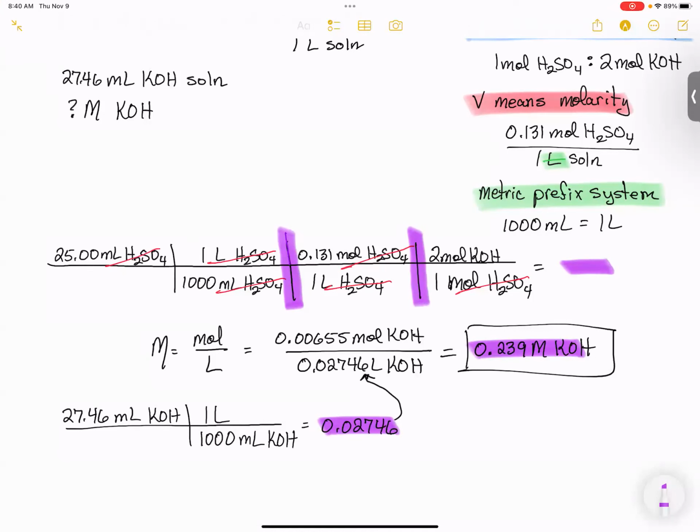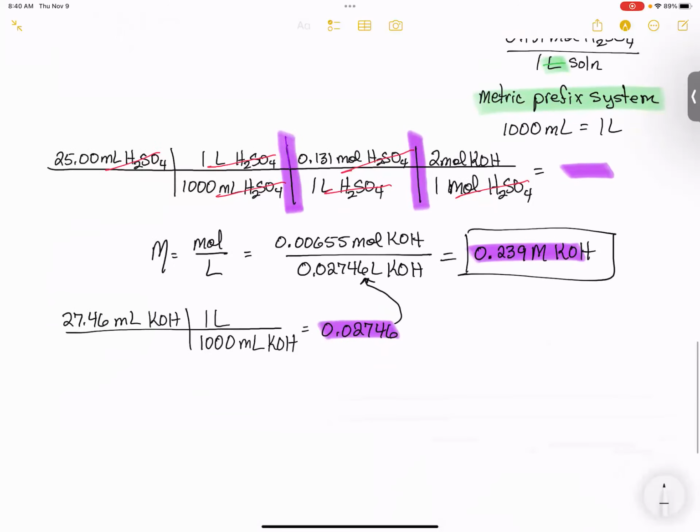And three significant digits is the correct number of significant digits for the moles and the molarity. For the volumes, you need four significant digits because you were given four significant digits. Questions about that problem?